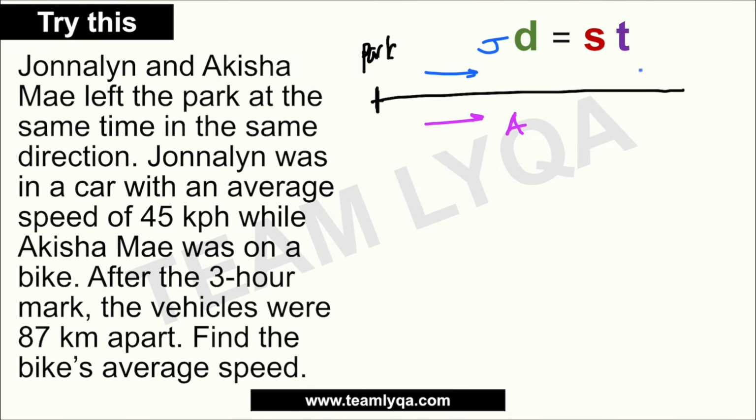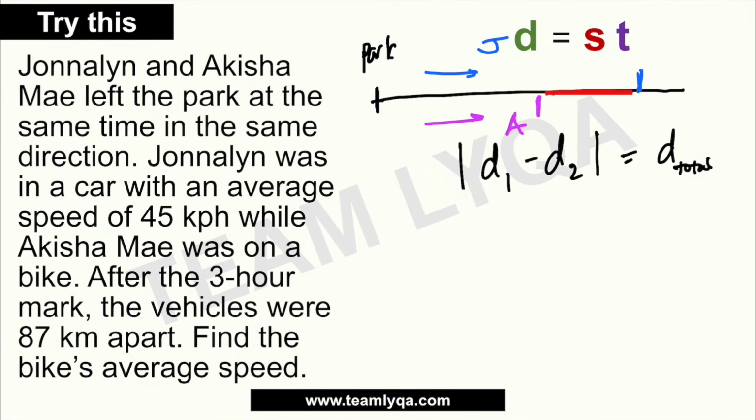So, ibig sabihin ko si Jonalyn na magta-travel hanggang dito, dahil mas mabagal si Akisha, nakabike lang siya, mapupunta siya dito. Ito ngayon yung hinahanap natin na distance, which is yung pinagkaiba nilang dalawa. So, yung buong haba ng distance ni Jonalyn minus yung distance ni Akisha. Kaya kapag same direction ang pinag-uusapan, ang formula na ginagamit is the absolute value of d sub 1 minus d sub 2. Now, balikan natin really quickly yung ibig sabihin ng absolute value.